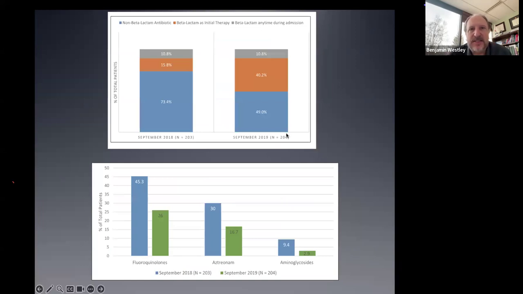And they showed here in these tables that the non-beta lactams, the blue square, went down after they changed this. So more people were getting beta lactams and less people were getting alternative drugs. And then in the bottom on the bars, they actually show you how much reduced quinolone and aztreonam and aminoglycosides were being used after they changed the alerting.